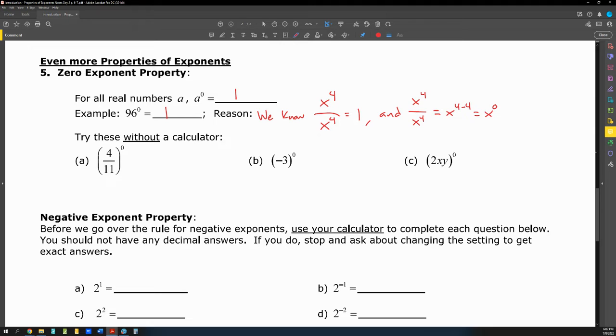Let's try these without a calculator. 4 elevenths to the 0, that's equal to 1. That works on fractions. Negative 3 all raised to the 0, also equal to 1. Works on negative numbers. 2xy all raised to the 0 is also equal to 1. Now, we always have to be careful when raising powers to 0, because we have to see what exactly we are raising to 0. What's the base of my exponent? Okay, so if we're raising that whole base to the 0 power, it turns into a 1.